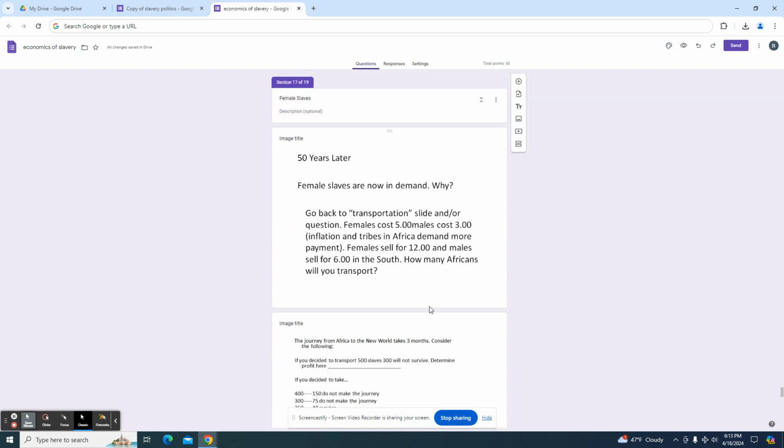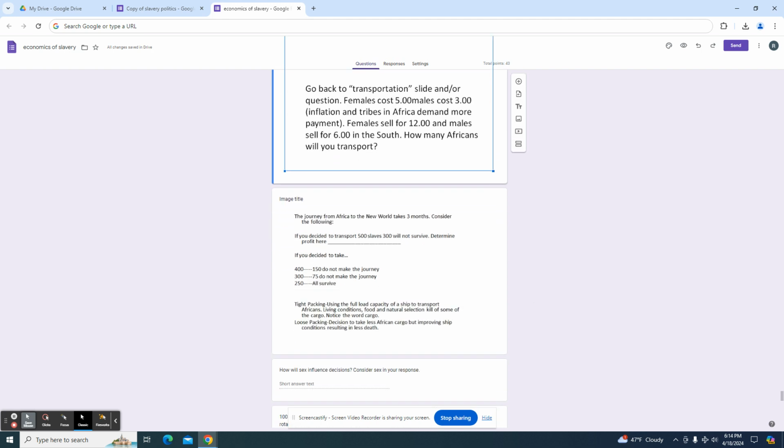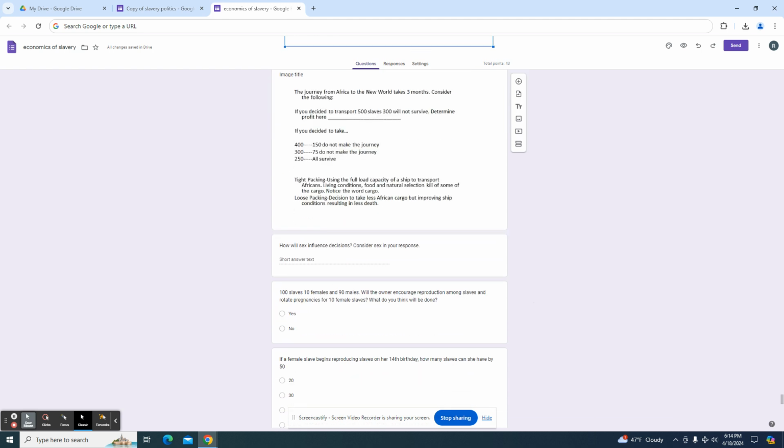50 years later, female slaves are in demand. Now I'm trying to look at the fact that with permanent involuntary hereditary servitude, you can breed your female slave, and that's going to lead to a situation where those slaves are costing more money. Then once again, we're back to how many people you're going to take.